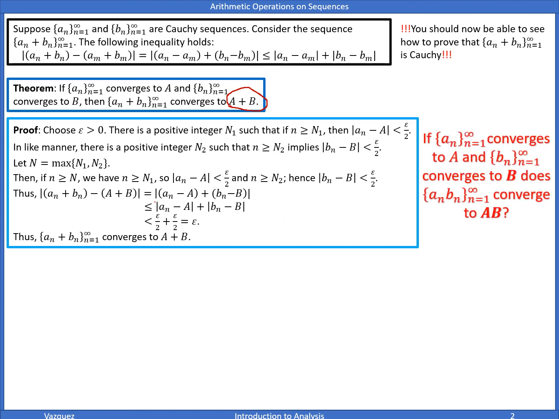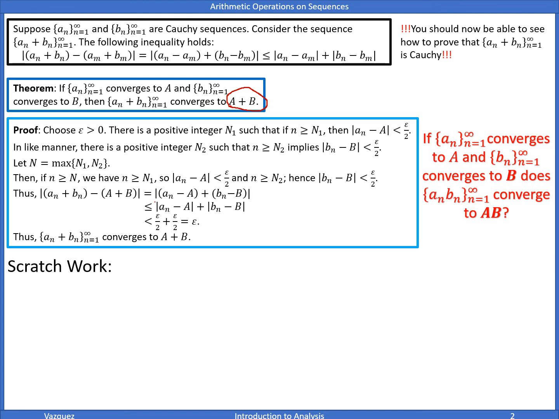So now I pose a question. If a_n converges to a and b_n converges to b, does a_n times b_n converge to a times b? Well, some of these proofs seem like they're obvious once you see them and read them, but you wonder how they came up with them.